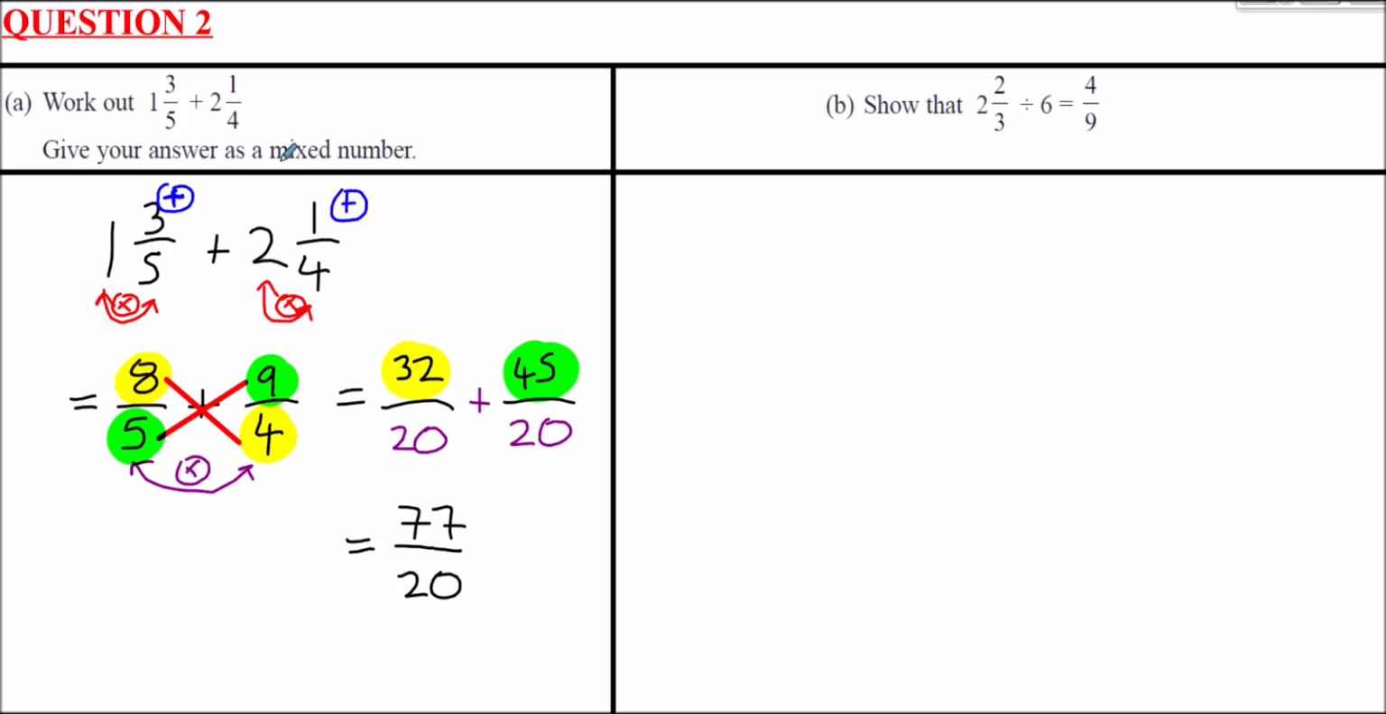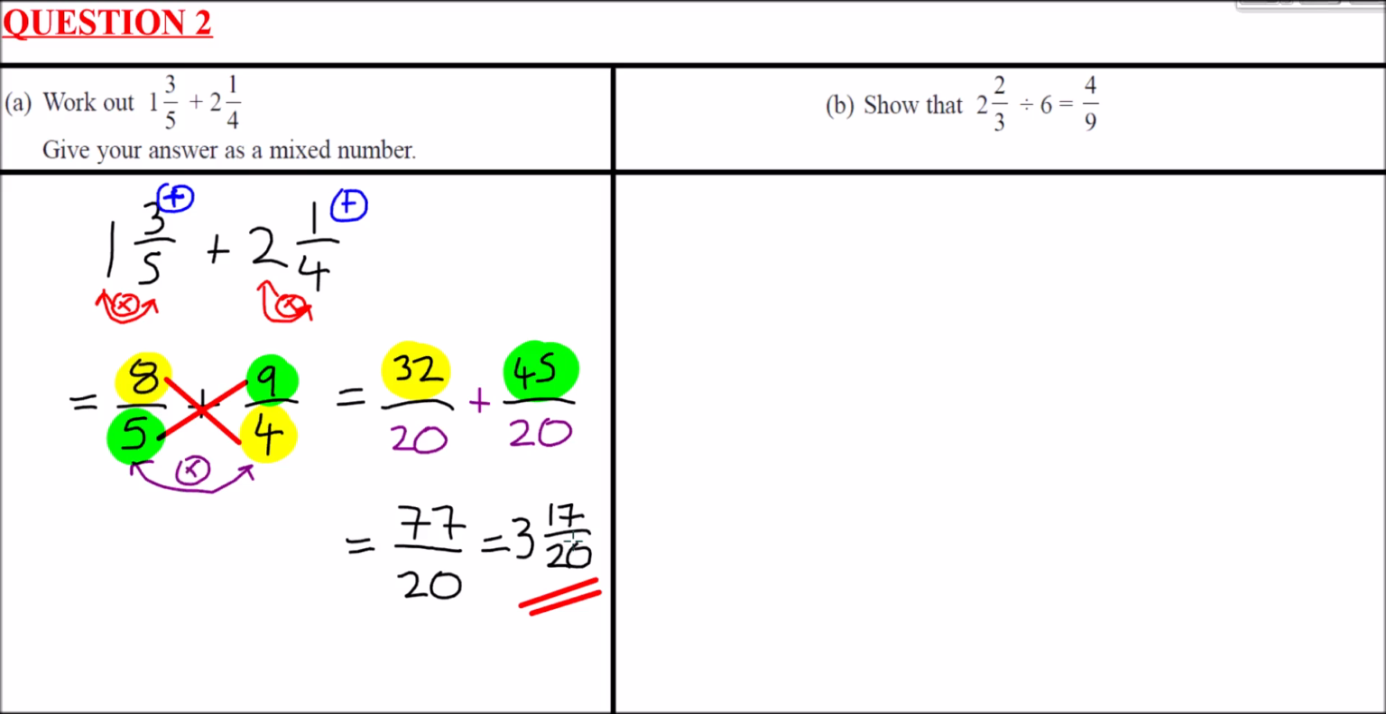So the final step is we need to ask ourselves how many times 20 fits into 77. So 20, 40, 60 is 3 times. 80 would be too high. So we can fit 3 20s into 77. 3 20s are 60. So we still have 17 left over. So our remainder is 17, and we write that over 20. So our final answer is 3 and 17 over 20. And 17 over 20 doesn't simplify, so we're fine to leave that exactly as it is.